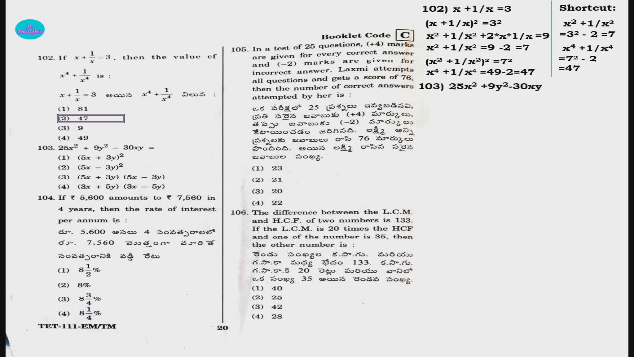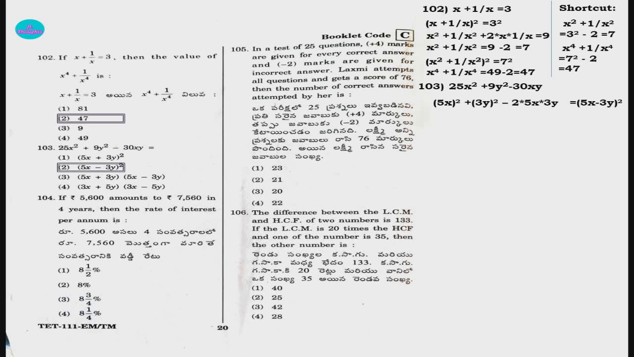Now 103. 25x square plus 9y square minus 30xy. So 25x square we can write as 5x whole to the power of 2 plus 9y square we can write as 3y whole to the power of 2 minus 30xy we will write as 2 into 5x into 3y. So this is the formula of a minus b whole square, where a is 5x, b is 3y. So 5x minus 3y whole square. Answer is option 2, 5x minus 3y whole square.